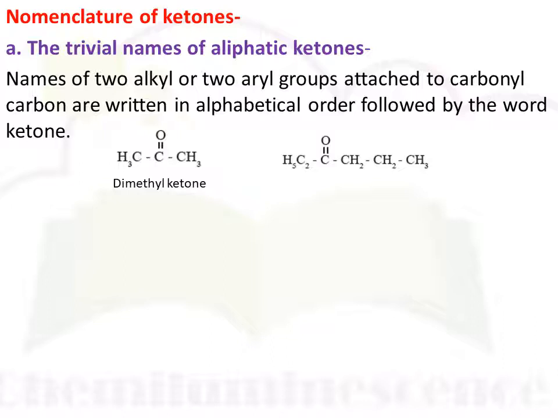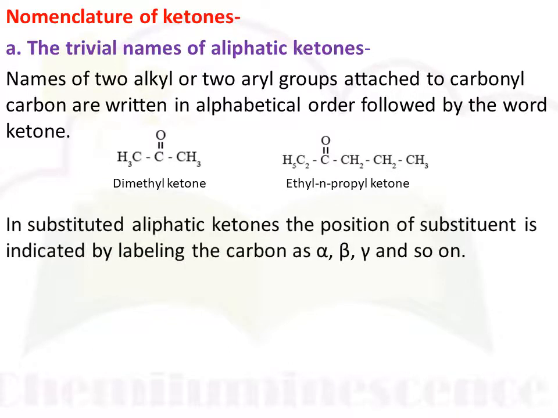In the next example, you can see that the alkyl groups attached to a carbonyl carbon are, one is an ethyl and another one is an n-propyl. So put their names in alphabetical order and write the word ketone at the end. Hence the name is ethyl n-propyl ketone.